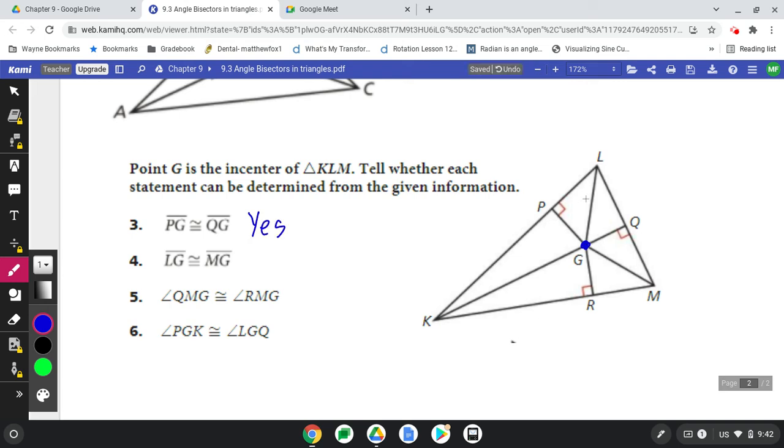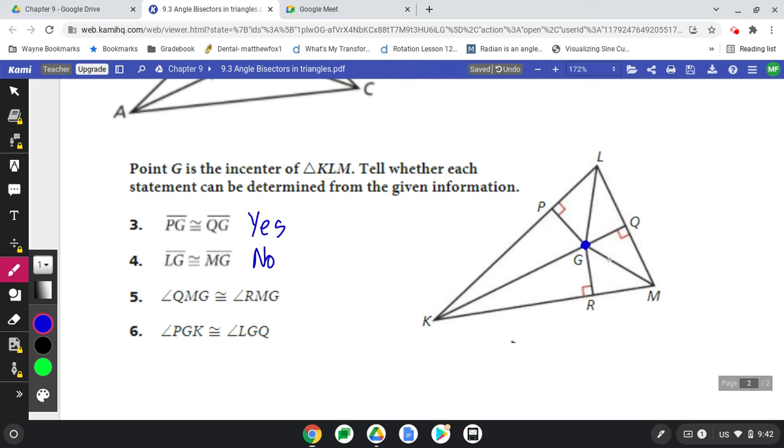The next one, LG and MG. If this was the circumcenter, then that would be true. But it is the incenter, so we do not know if it is the same distance to each of the corners or each of the vertices. So no.